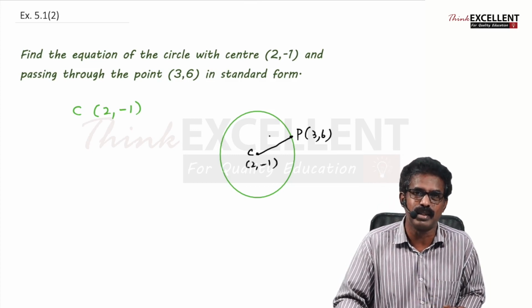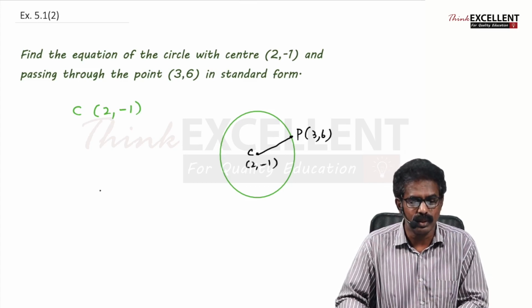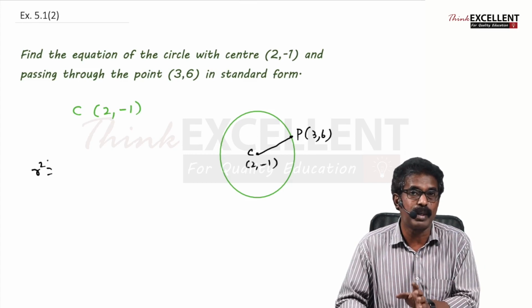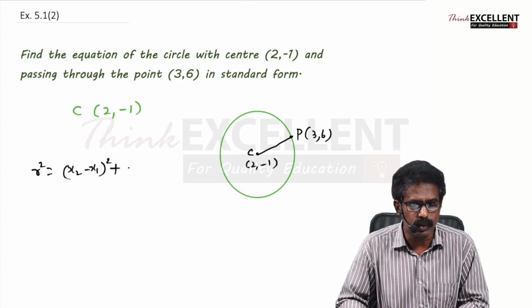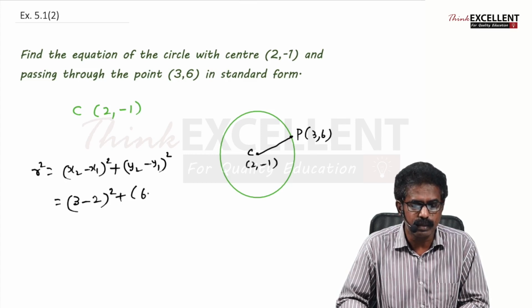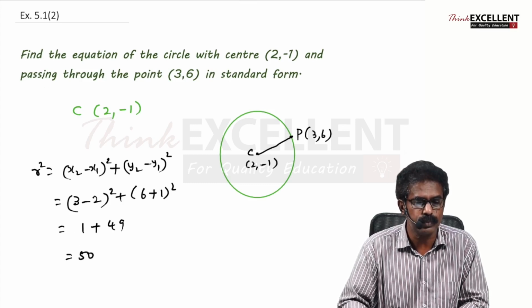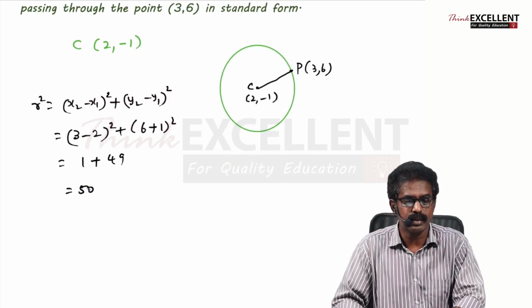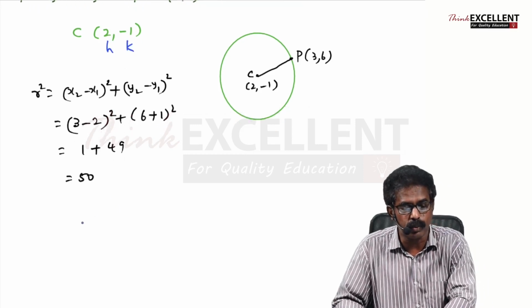Because the formula we are going to use what? X minus h the whole square plus y minus k the whole square equal to R square, right? So you find R square. Same distance formula, but no need to use what? Square root. So x2 minus x1 the whole square plus y2 minus y1 the whole square. So 3 minus 2, hope you understood. 3 minus 2 the whole square plus 6 minus minus 1 the whole square. 3 minus 2 is 1. 1 square is 1. 7 square 49. So you are getting 50. So now we know R square. Center, you know, center is our h and k, right? So you can write now equation of circle.